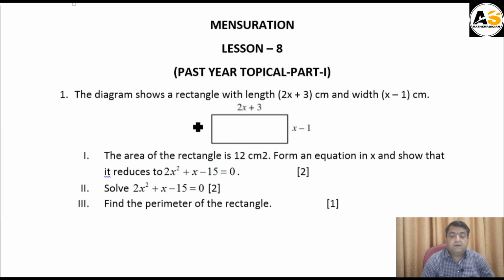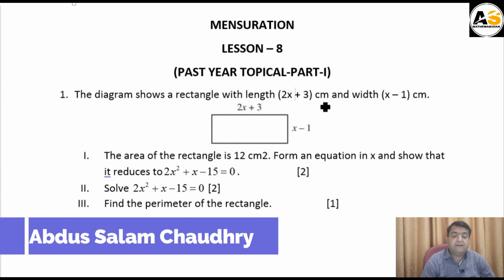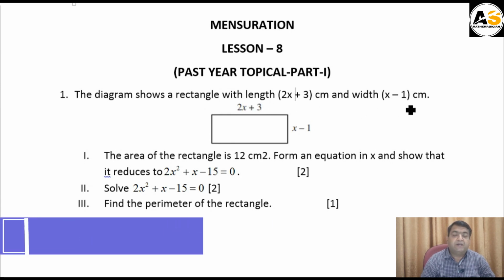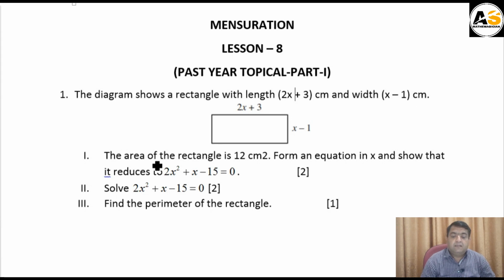Question number 1. The diagram shows a rectangle with length 2x plus 3 centimeter and width x minus 1 centimeter. The area of the rectangle is 12 centimeter square. We have to form an equation in x and reduce this equation to this form. In part 1, in part 2 we have to solve this equation, and in part 3 we have to find the perimeter of this rectangle.